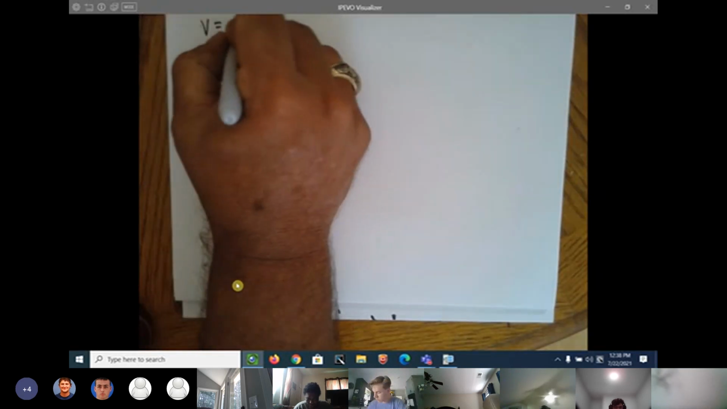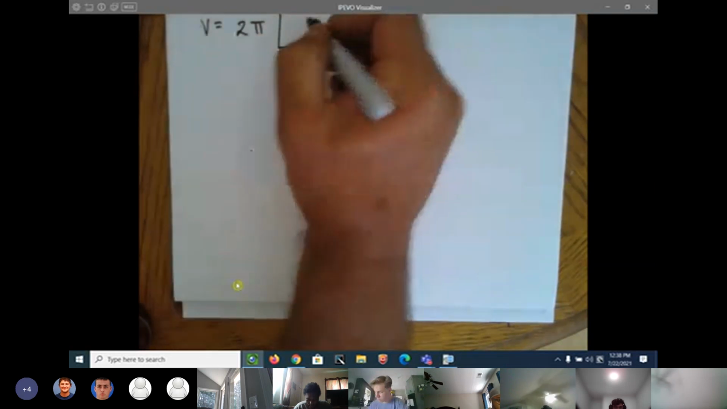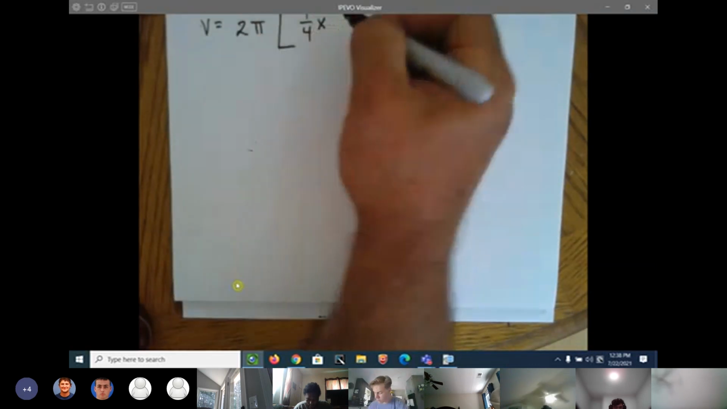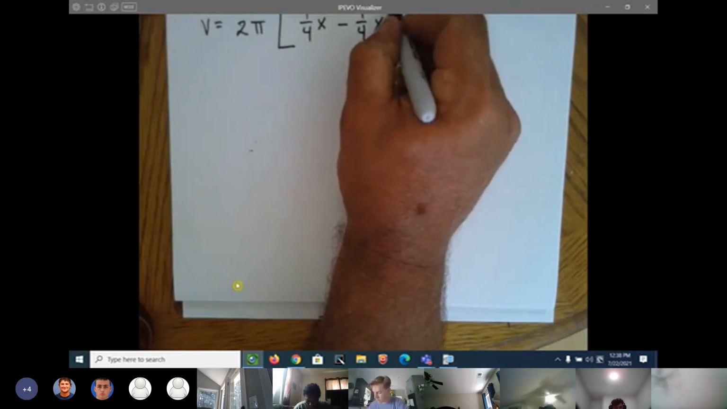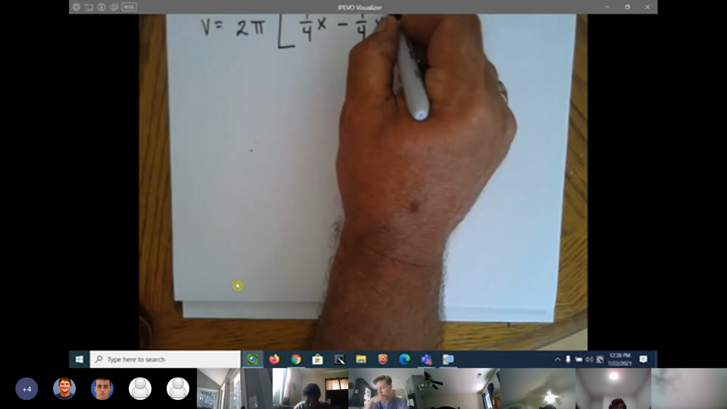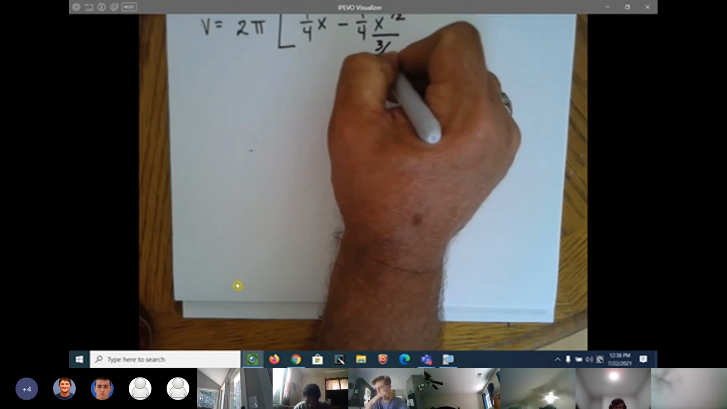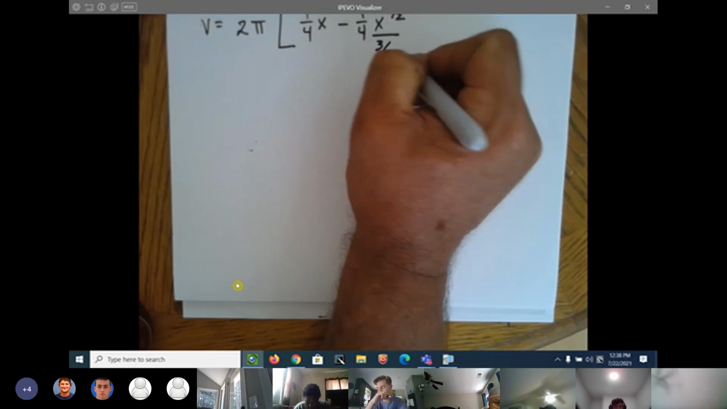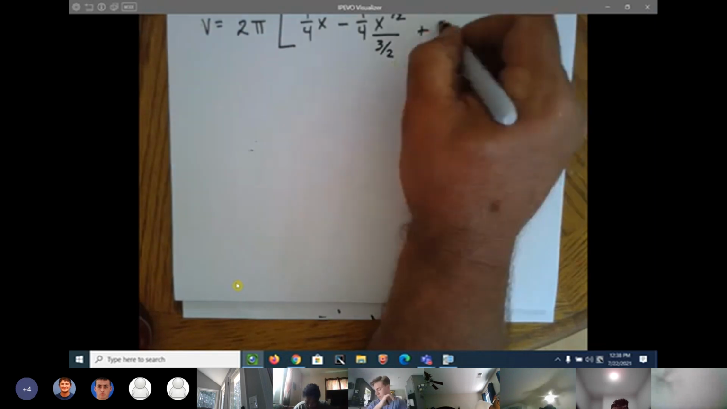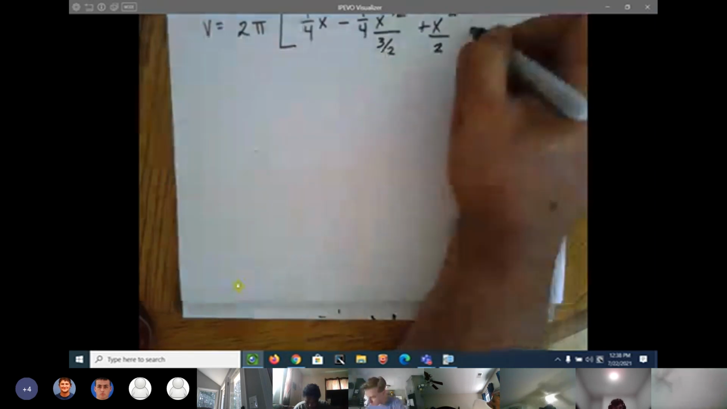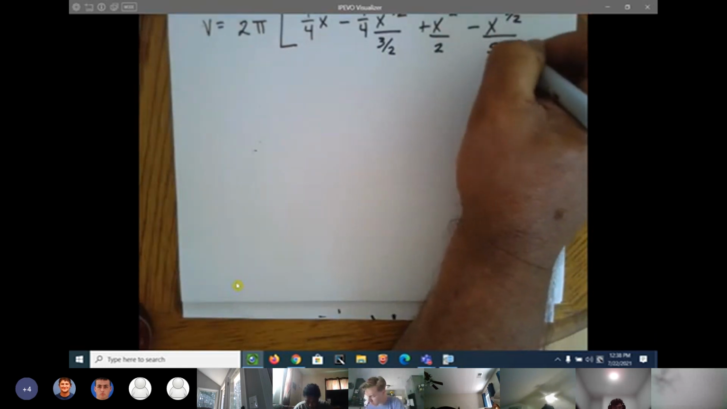V is equal to 2 pi times brackets 1/4 x minus 1/4 x to the 3/2 over 3/2, plus x squared over 2, minus x to the 5/2 over 5/2.